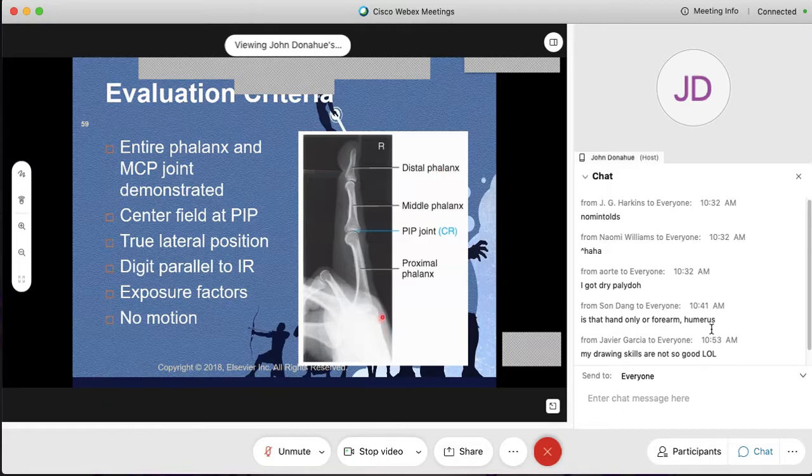And that's what we see on this x-ray right here. It's a little bit superimposed, but our MCP is all the way down here on the bottom of the film. We do include that joint all the way up to the very tip of that distal phalanx, or the head of that phalanx. Now our joints are nicely demonstrated, PIP and DIP. Proximal phalanx, middle phalanx, distal phalanx.